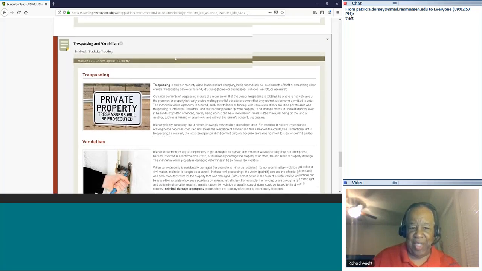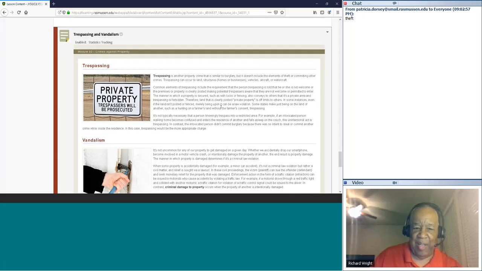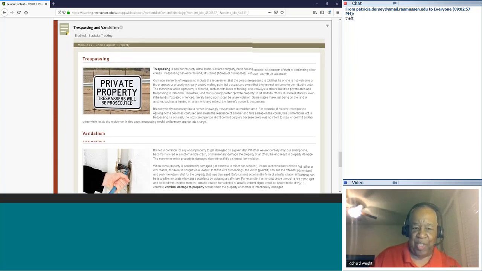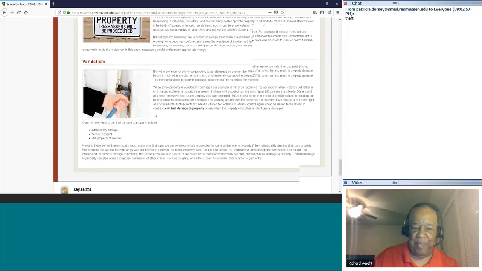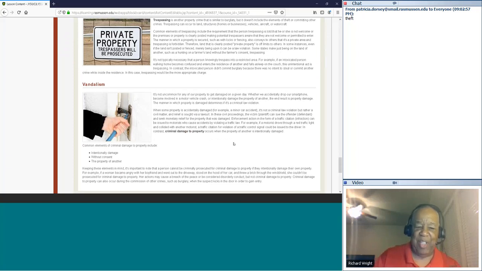So now let's get to trespassing. Trespassing is very simply entering the property of another, land, structure, home, vehicle, and so forth, without their permission. And usually for private property, you'll see a sign similar to this that says trespassers will be prosecuted. Vandalism, finally, is intentionally damaging the property of another.